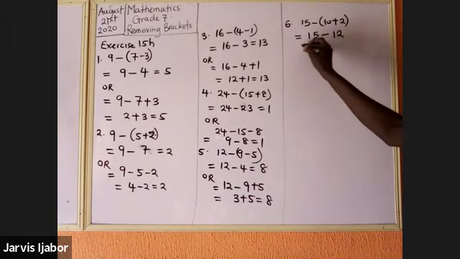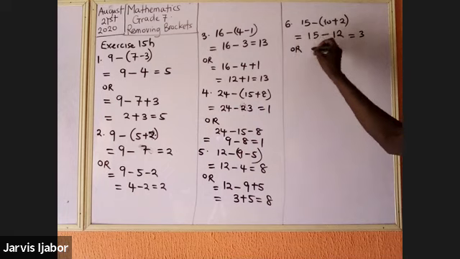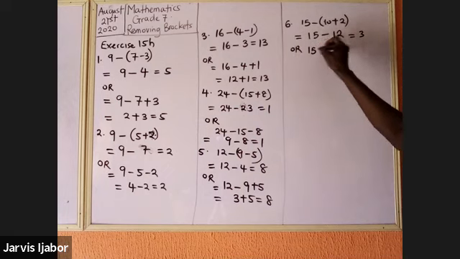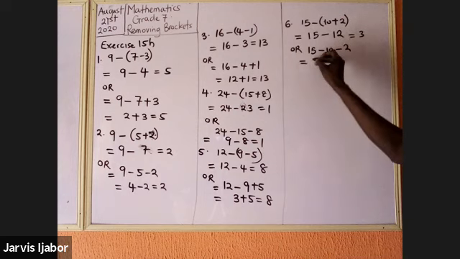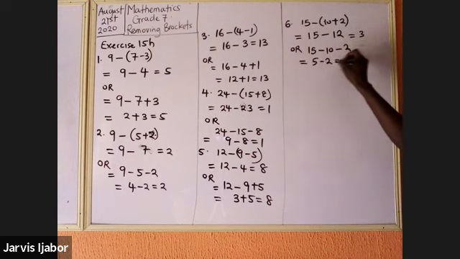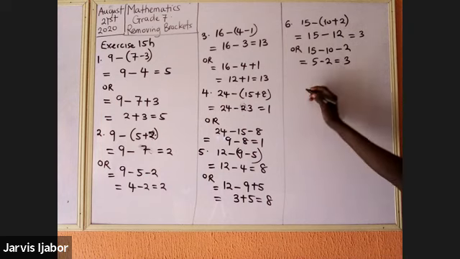And then this will be equal to what? 3. Or you can take the pattern of saying 15. The contents will all change to negative. And that will give me 5 minus 2, which will give me what? 3. Are you seeing that? So the answers are essentially the same.